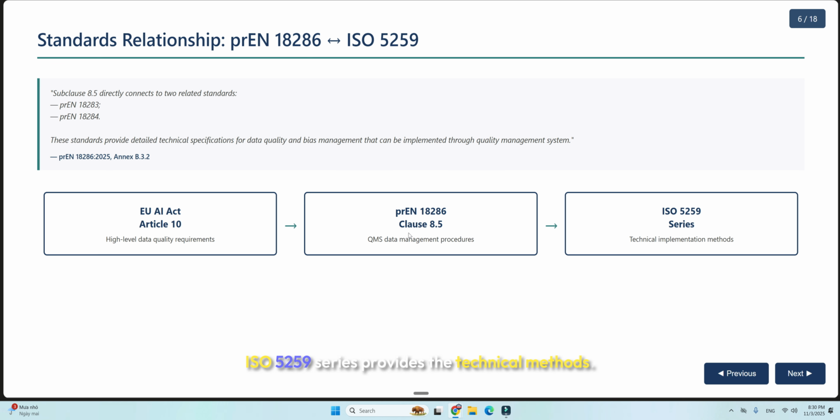ISO 5259 series provides the technical methods. Here's how to assess, measure and improve data quality. So this is the standards architecture. Each layer builds on the one above it, moving from regulatory requirement to technical implementation.